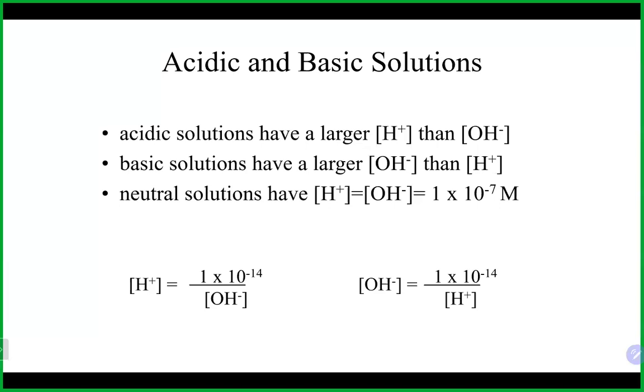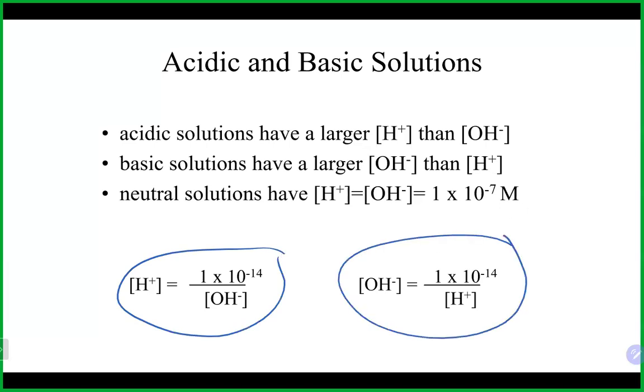How do you do the calculation? The good news is it's the same calculation regardless of which one you're given. Whichever one you're given, either the H+ or OH-, you take 1 times 10 to the minus 14 and you divide it by the concentration that's given to you. And then you simply compare the two concentrations.